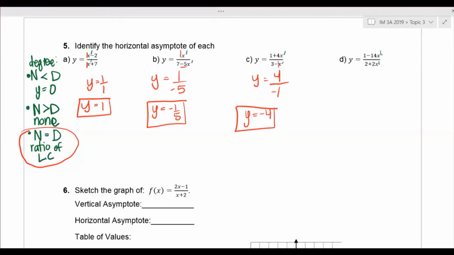And then finally, the term with x for the last rational function is -14. And in the denominator, it's a +2. So that means that the horizontal asymptote for 5d is -7. Even though I almost wrote -6, it's -7.